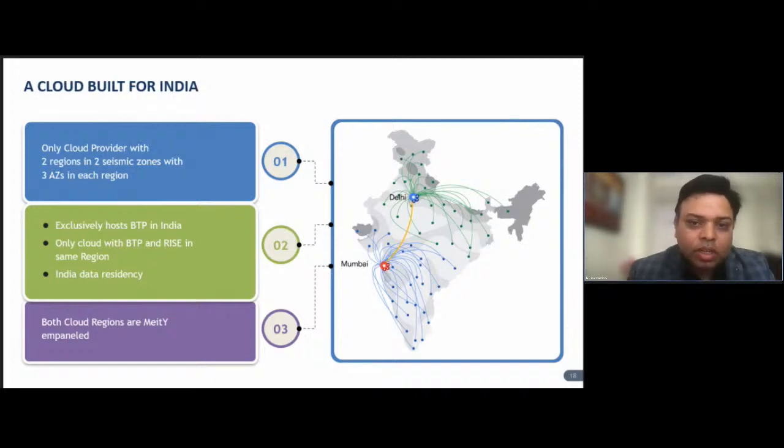And very importantly, we are the only cloud in India to be hosting SAP BTP, which is Business Technology Platform, within the Indian borders. No other cloud hosts BTP within India. So that is a big differentiator for Google, allowing for data residency within the Indian borders. Next slide, please.